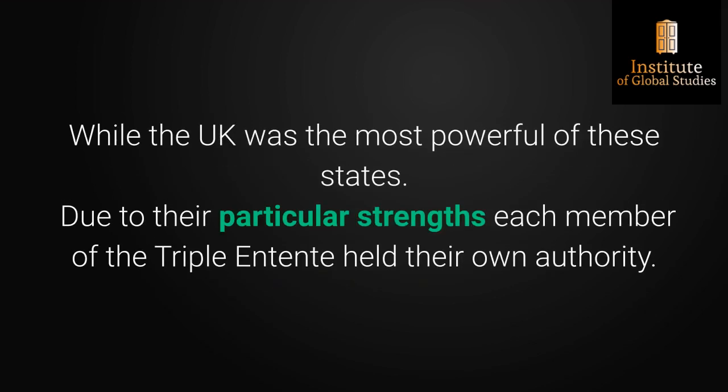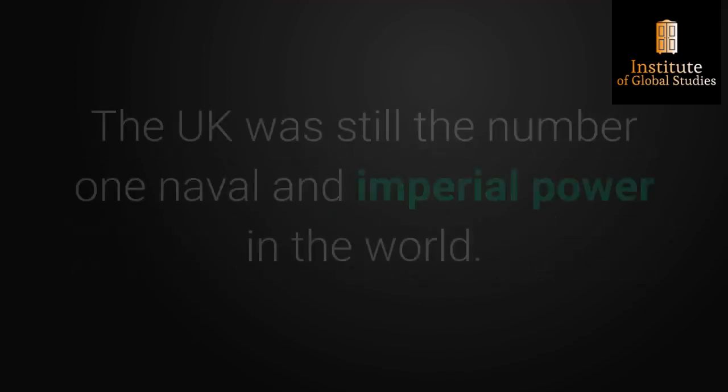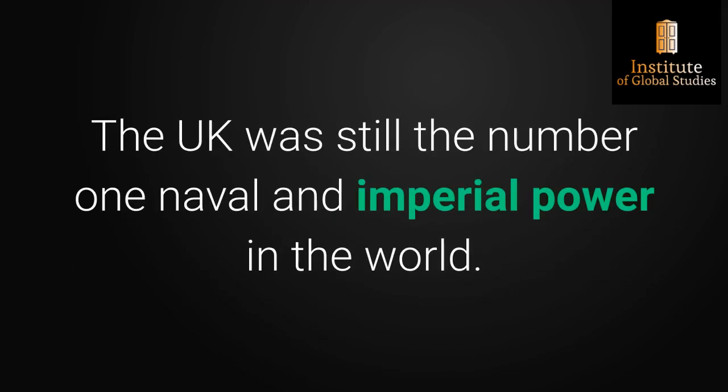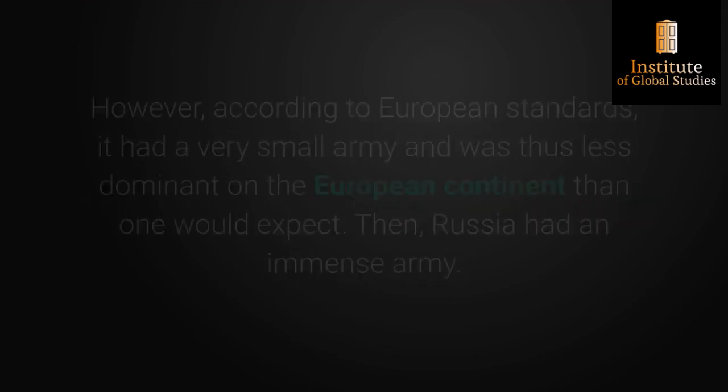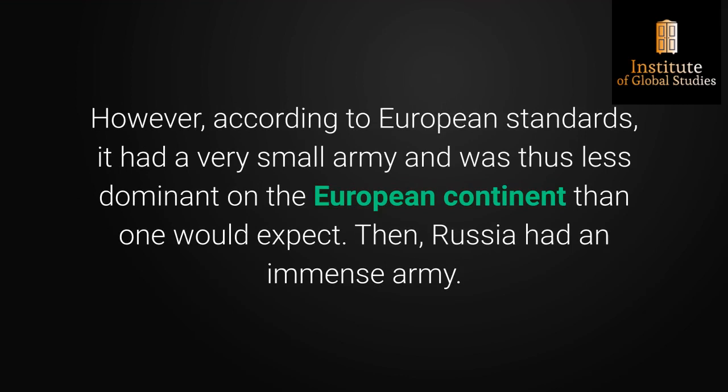While the UK was the most powerful of these states, due to their particular strengths, each member of the Triple Entente held their own authority. The UK was still the number one naval and imperial power in the world. However, according to European standards, it had a very small army and was thus less dominant on the European continent than one would expect. Then, Russia had an immense army.